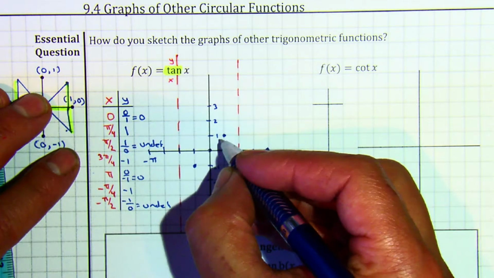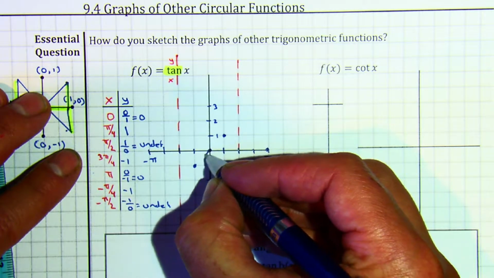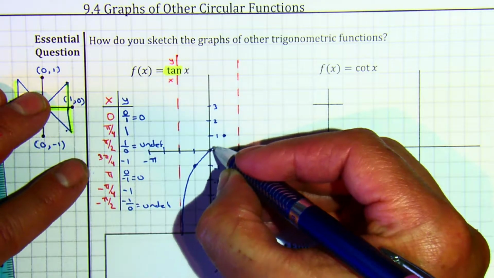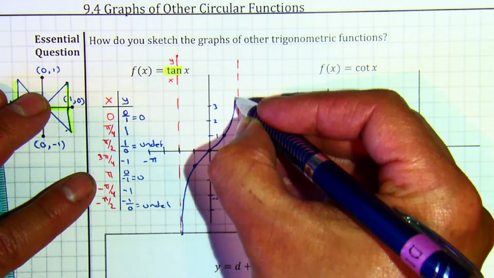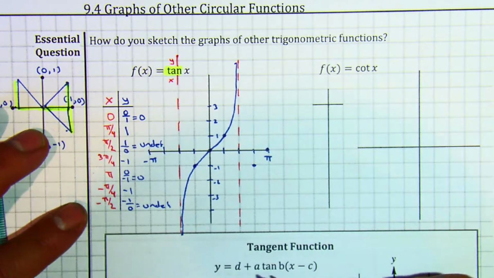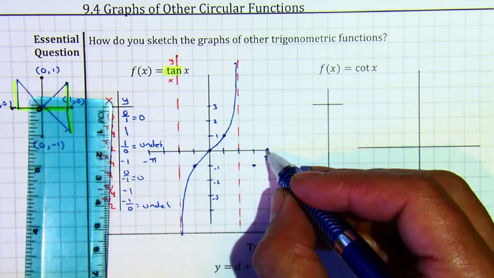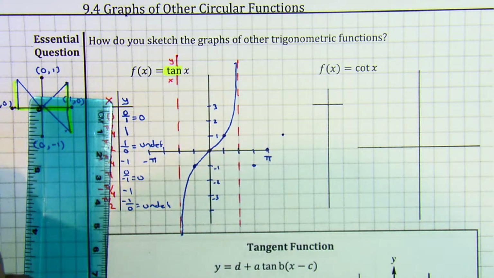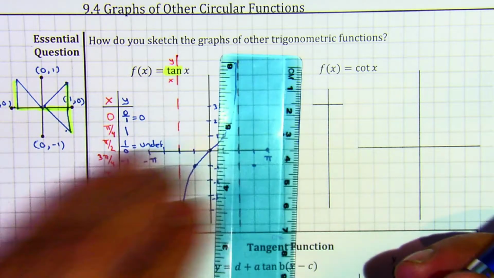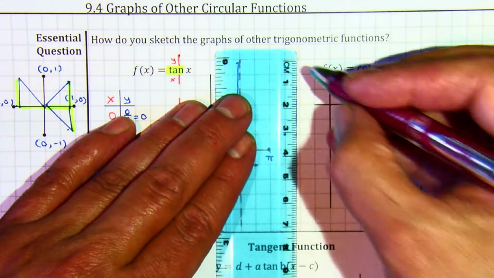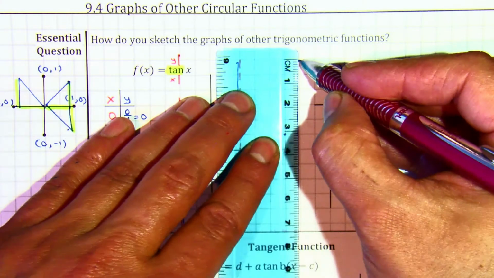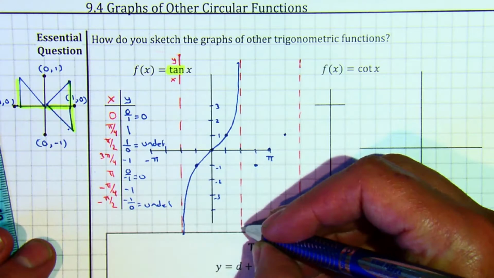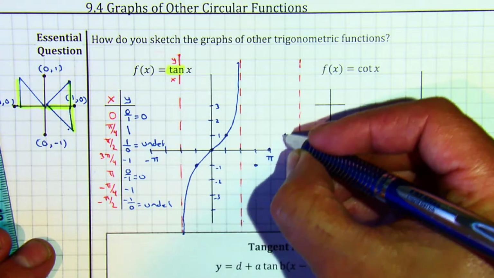And the graph will look something like this. It's going to get closer and closer to your asymptote on this side, and it's going to get closer and closer to your asymptote on this side. And if we actually continue, the next number will be over here, 5 pi over 4, and your next asymptote will be here. And the graph continues to repeat over and over again, and your other graph will be here.